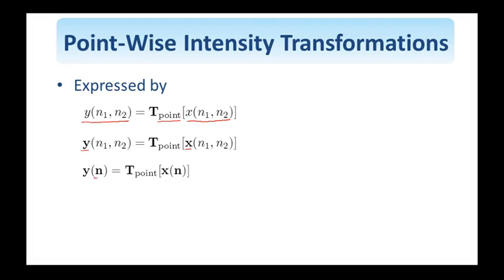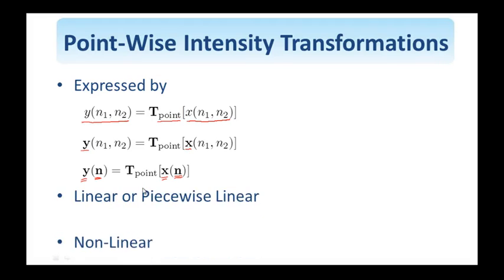So first of all, n here is a vector, a 3x1 or 4x1 vector if I'm dealing with a 3-dimensional or 4-dimensional image, and also x and y are shown here as vectors, with the understanding, as already explained, that not both of them need to be vectors. One of them can be vector and the other a scalar, to cover the cases I just described. Now, these point-wise intensity transformations can be linear or piecewise linear, or in general can be non-linear. And we are going to see examples of all of these cases in what follows.